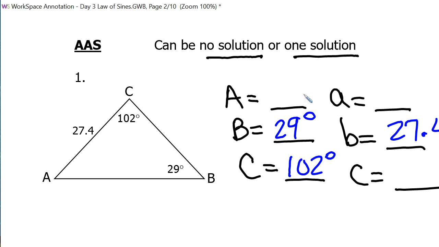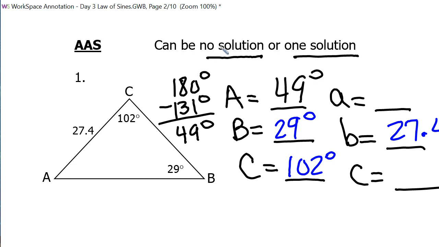What would be the easiest and fastest to find first? Angle A, because I know all three angles should add up to how many degrees? 180 degrees. So I need to do 180 degrees, and if you add these two together, what is 29 degrees plus 102 degrees? 131 degrees. And what's 180 degrees minus 131 degrees? 49 degrees. So there's one of our answers. Angle A is 49 degrees.